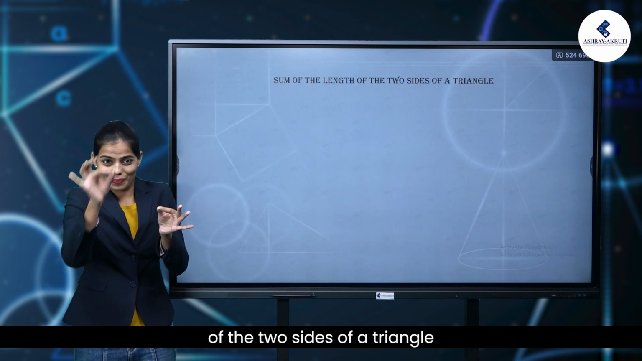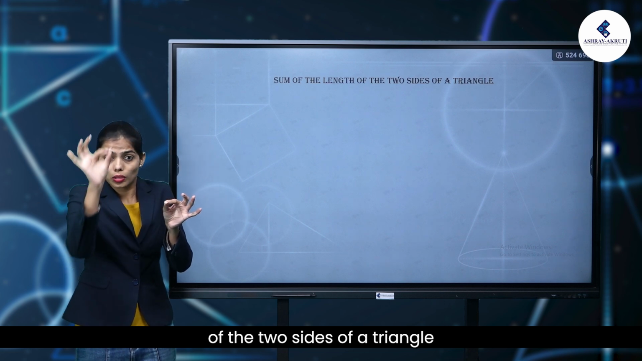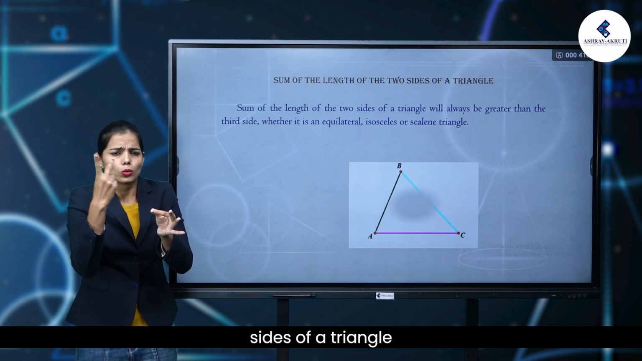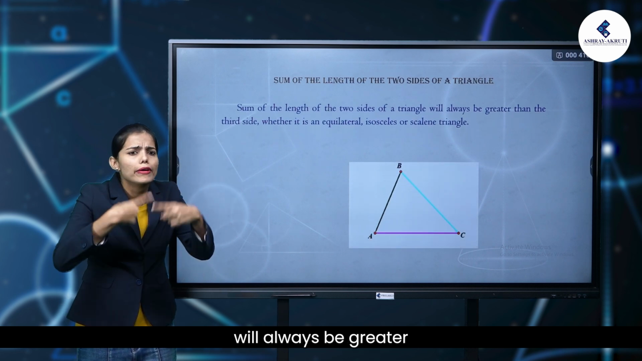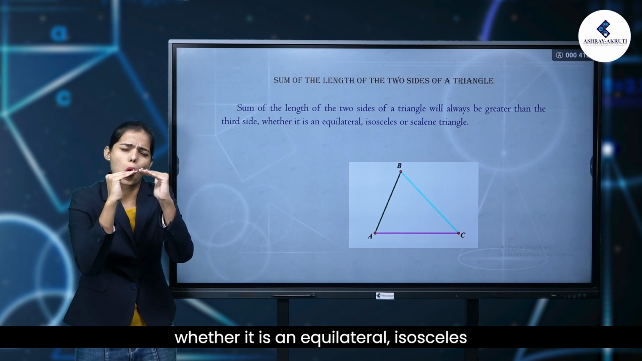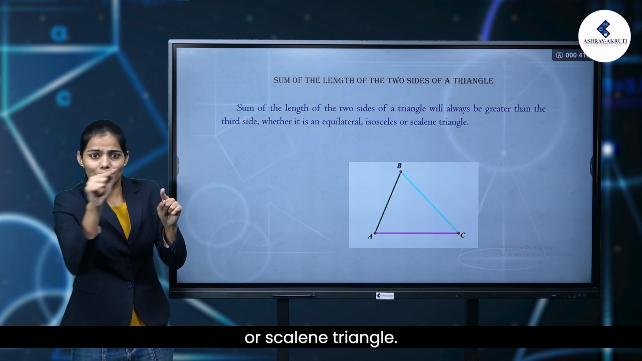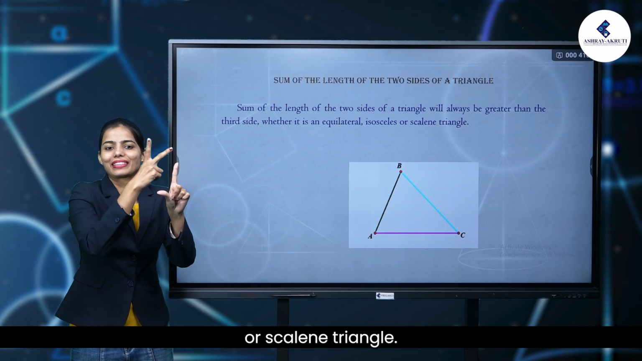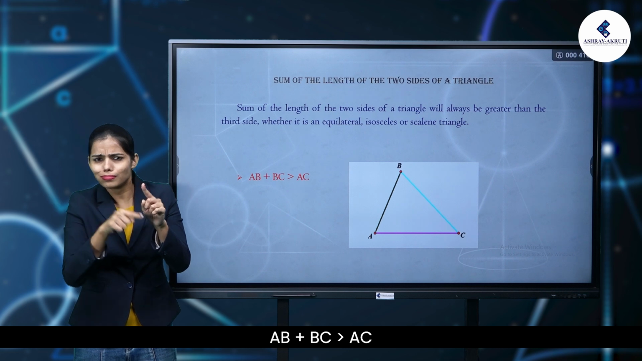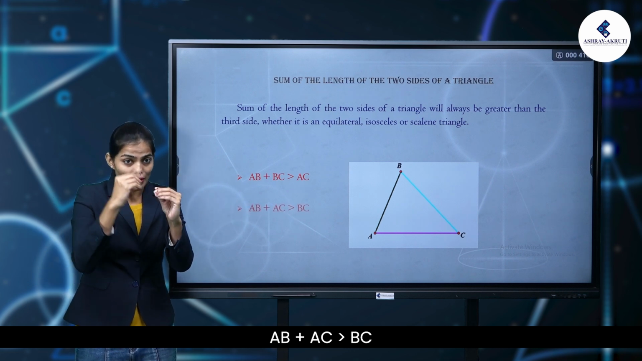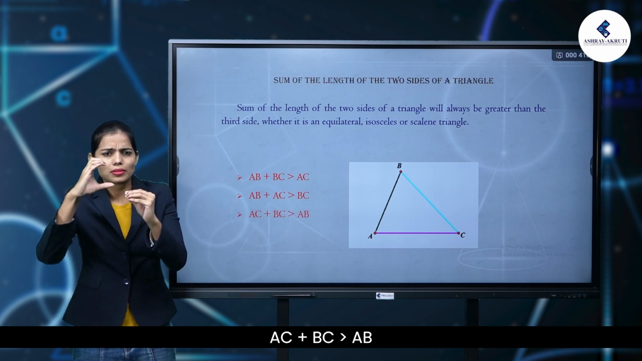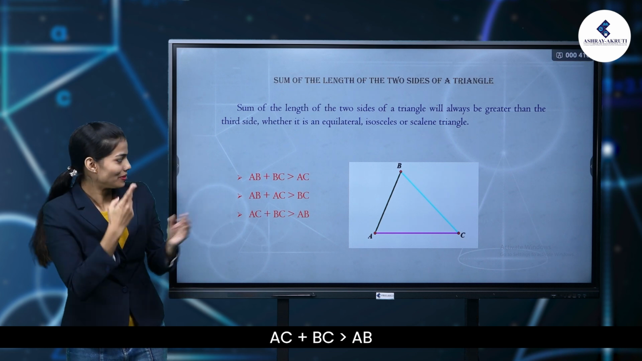Sum of the lengths of two sides of a triangle. Sum of the lengths of two sides of a triangle will always be greater than the third side, whether it is an equilateral, isosceles or scalene triangle. AB plus BC greater than AC. AB plus AC greater than BC. AC plus BC greater than AB.